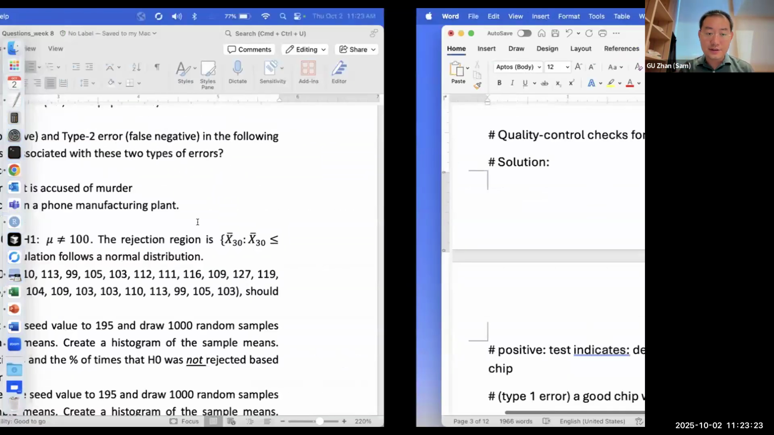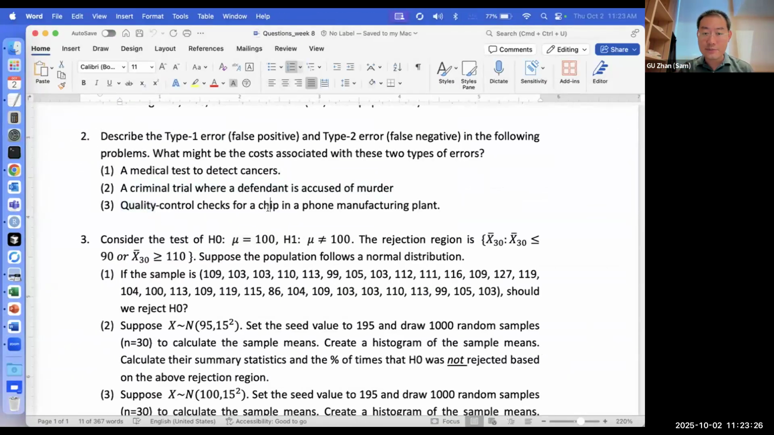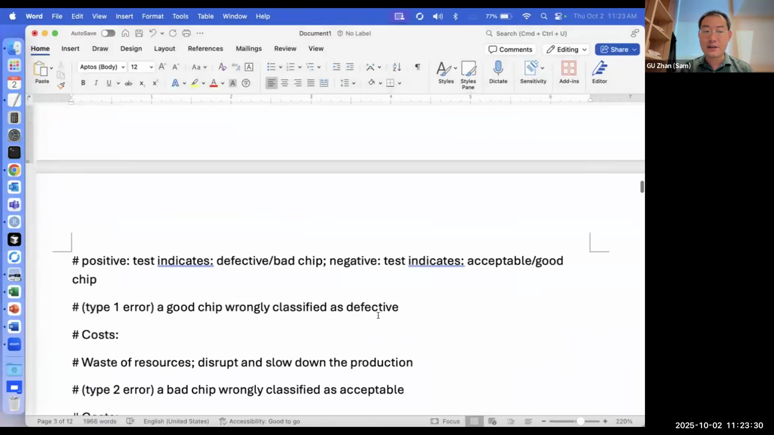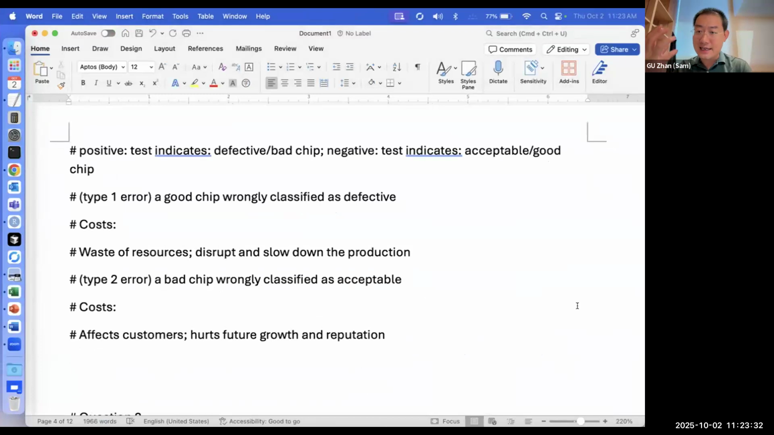Again, the third one: quality control of chips for a chip in a phone manufacturing plant. The chip may have some defect, which is found through a test, some X-ray test or whatever test during the QC quality check. If the test statistic shows you are pretty low on this measurement, then we classify this chip as defective or bad. Then the negative is, we accept it as a good chip. It passed the test, basically.